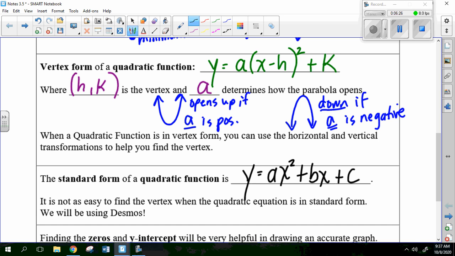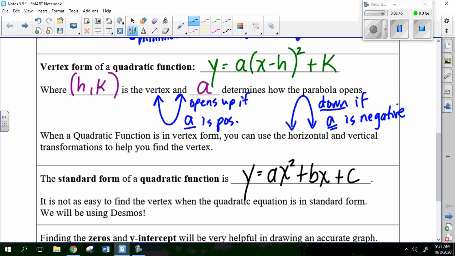The problem with that form is it's not very easy to find the vertex from that form. There's a lot of math that has to happen if you were going to find it by hand, and unfortunately we don't have time for that. So we are going to get to use Desmos. Okay? So Desmos is actually going to help us find the vertex.